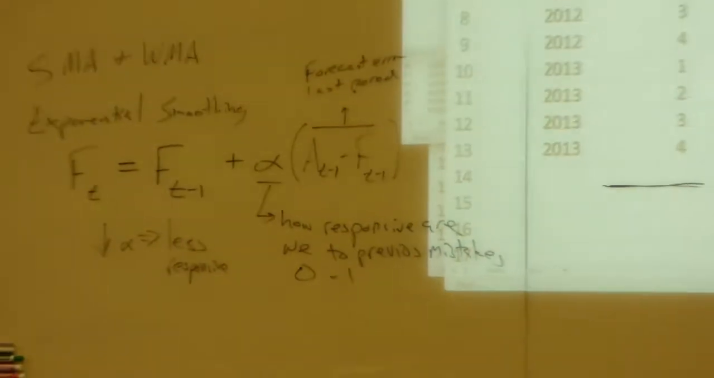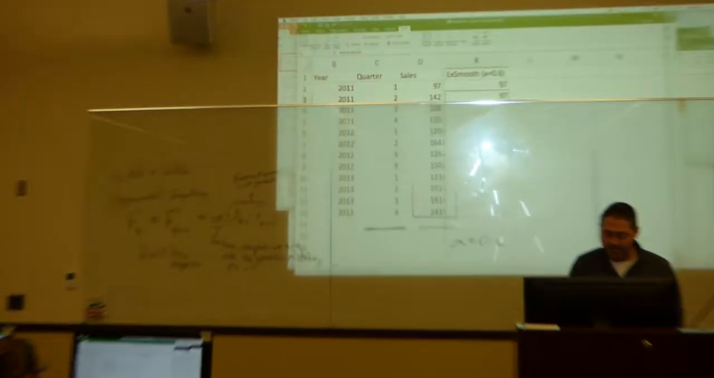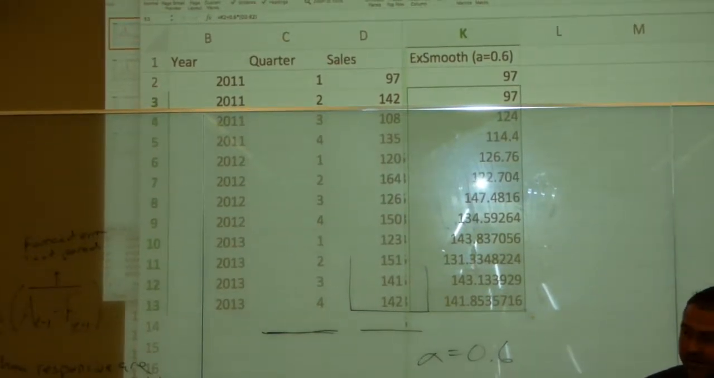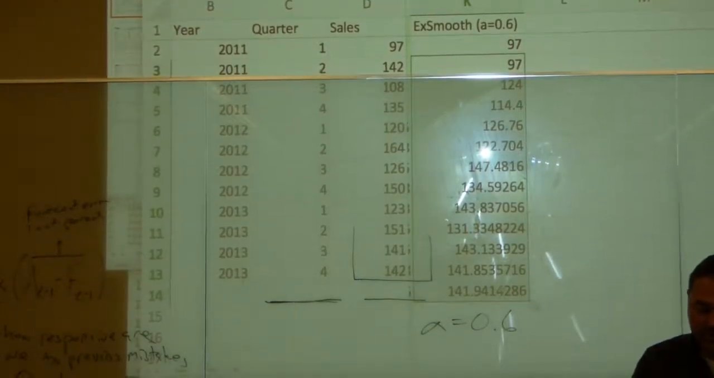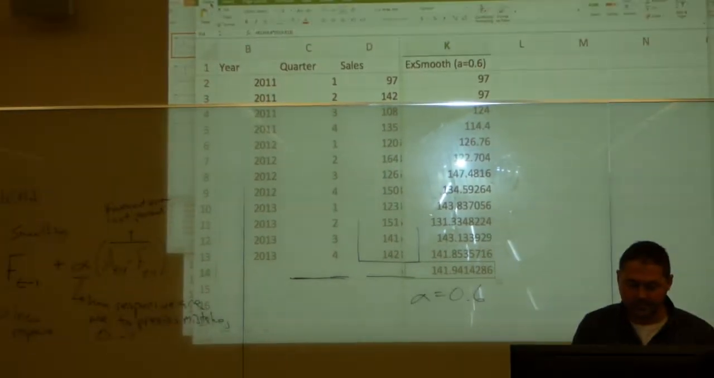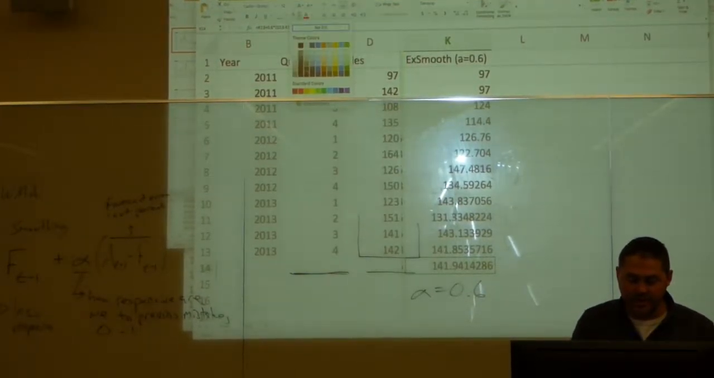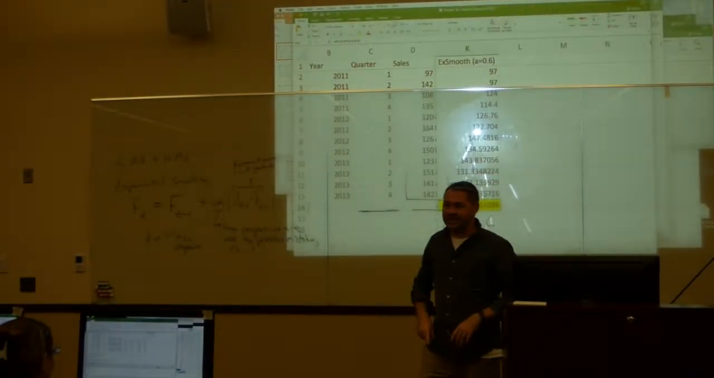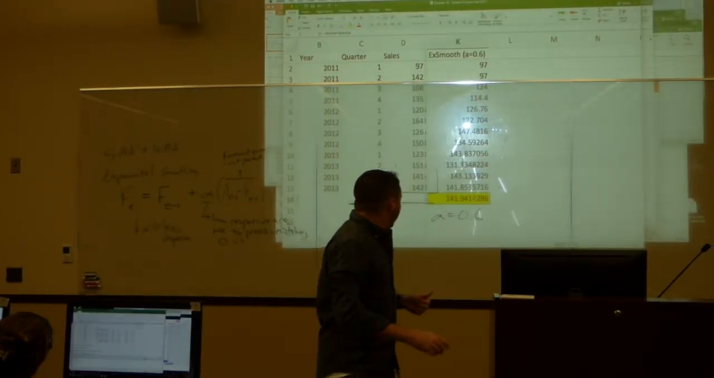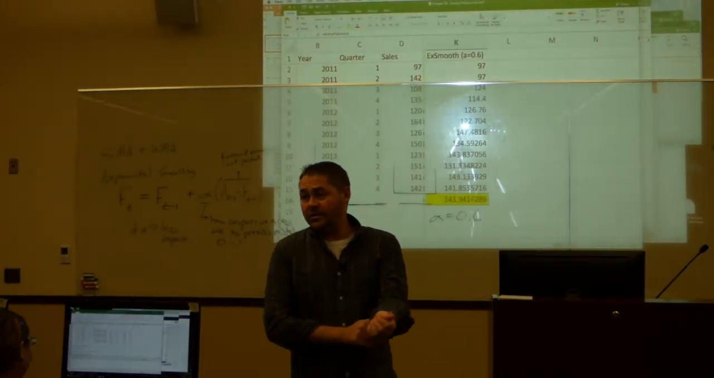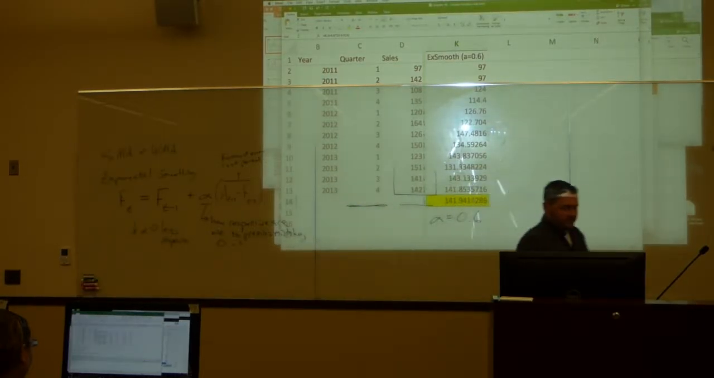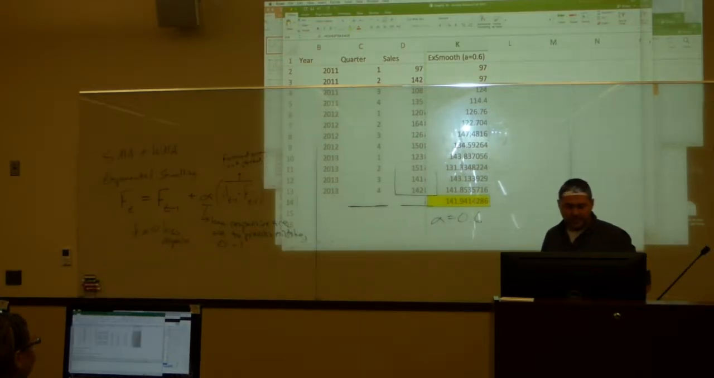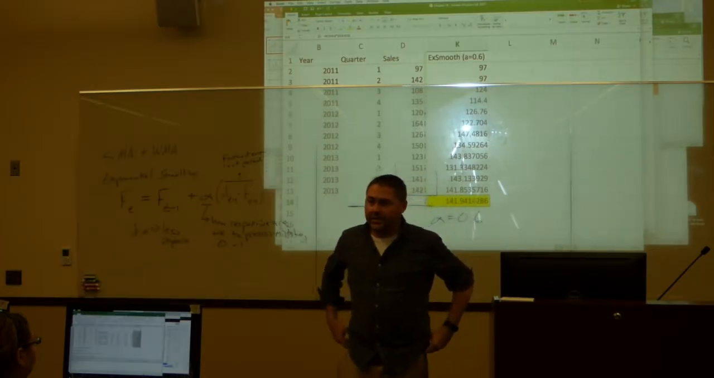Now we can drag this box down for all of our data. And in fact, we can drag it one more to get that value that we want. On your homework, it's going to be, what is your predicted value for the 13th period? We have 12. What is your predicted value for the 13th? And you guys should get 141.941. You guys get what I have?